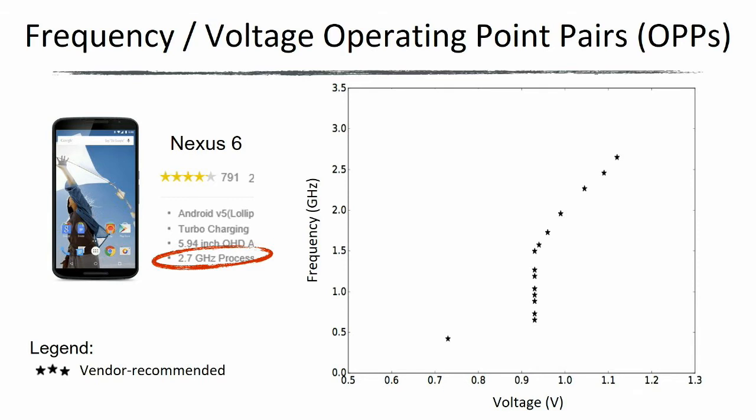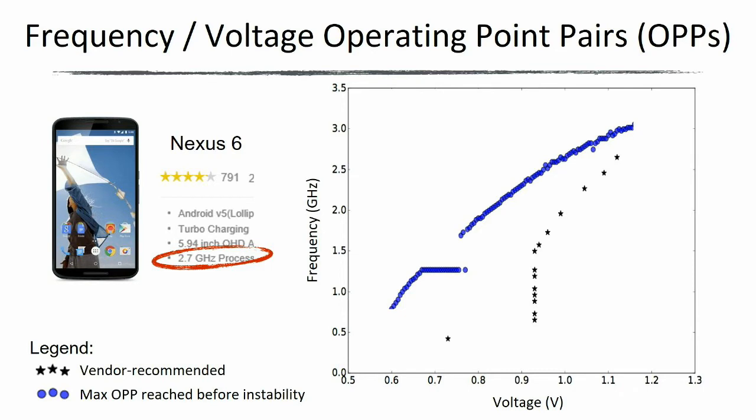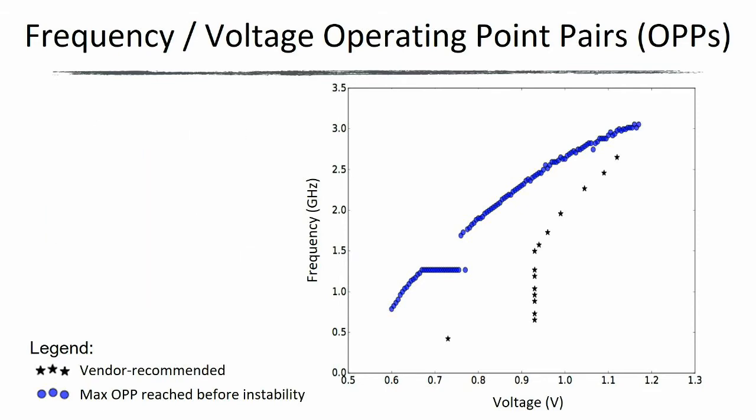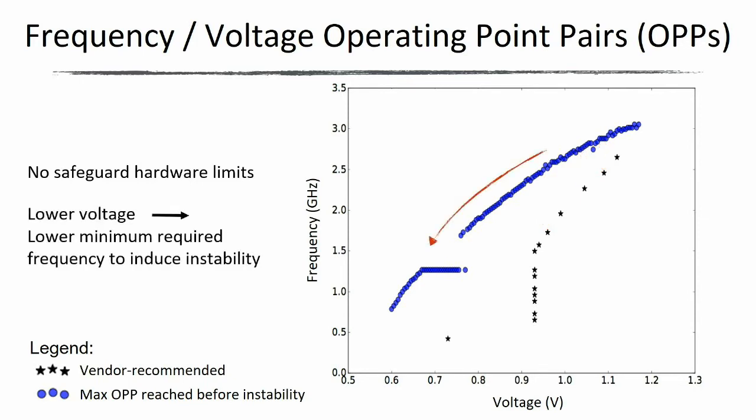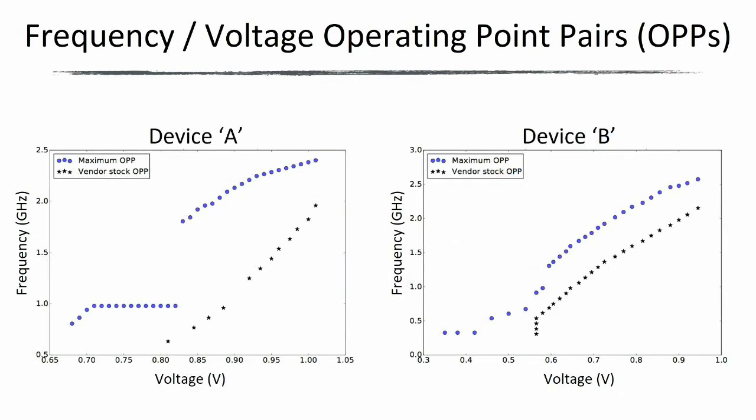Now we use the software interfaces that we described earlier to control the frequency and the voltage. For every voltage, we push the frequency upwards until we see some kind of instability. This ranges from apps crashing, to the device rebooting or freezing. We measure the frequency and voltage and plot the points on the same figure. Here are the operating points based on our manipulation. As we can see from this graph, two things are apparent. Number one, there are indeed no safeguard limits in the hardware regulators. And number two, when we reduce the voltage, that also lowers the minimum frequency at which we see some kind of instability. Besides the Nexus 6, we also found similar behavior in other devices. These are two of the devices that we tested in our work.